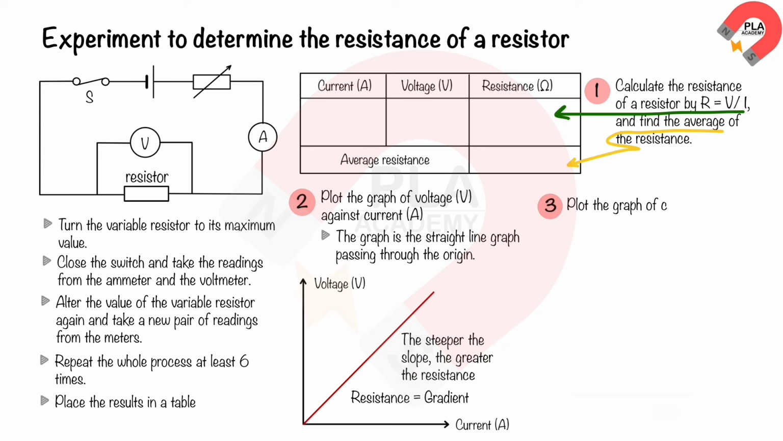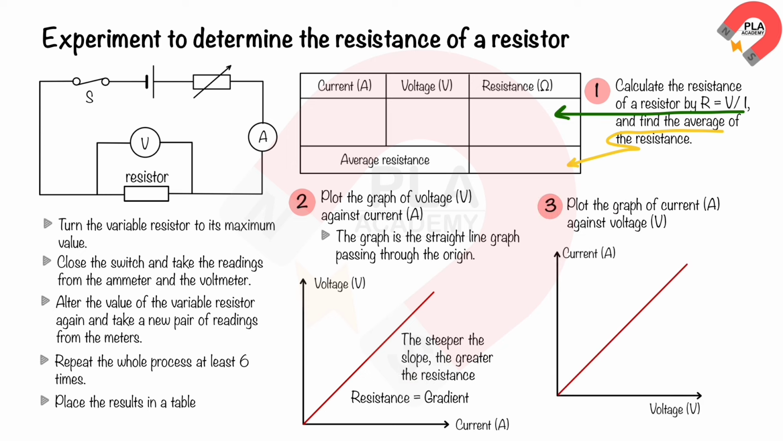Third, plot the graph of the current against voltage. The resistance is 1 over the gradient. The steeper the slope, the smaller the resistance of the wire.